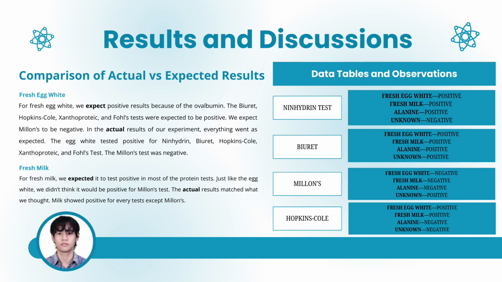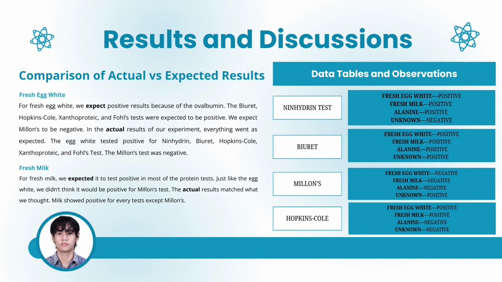For fresh egg white, we expected positive results because of the above. The Biuret, Hopkins-Cole, Xanthoproteic, and Foll's tests are supposed to show proteins, tryptophan, aromatic amino acids, and sulfur-containing amino acids, respectively. We don't expect Millon's to be positive since egg whites don't have much tyrosine. In the actual results of our experiment, everything went as expected.